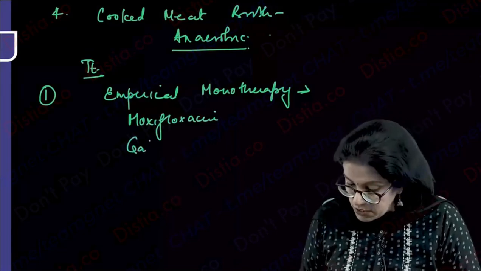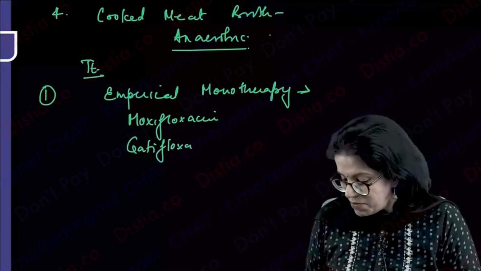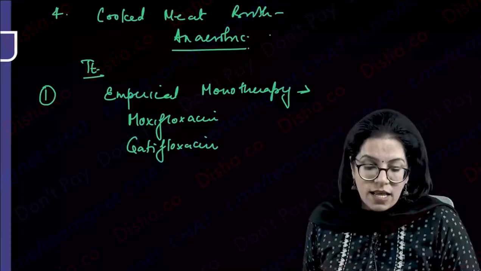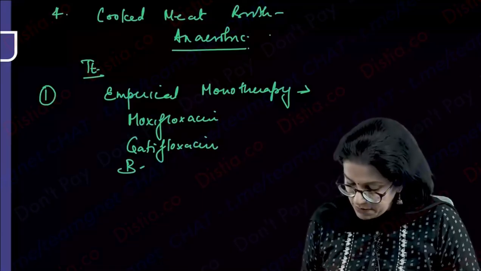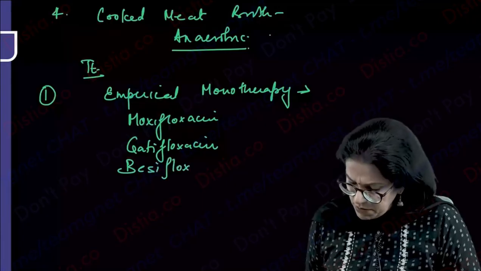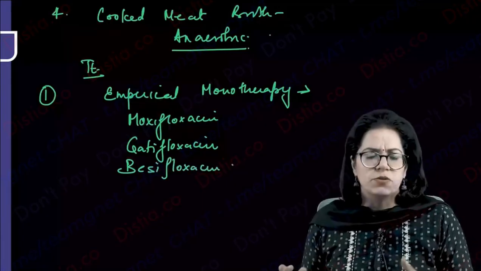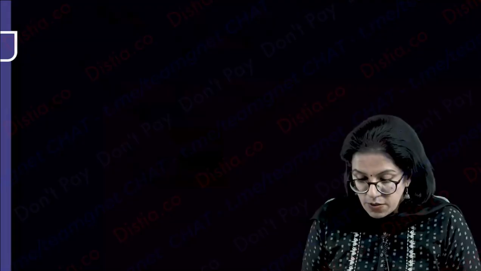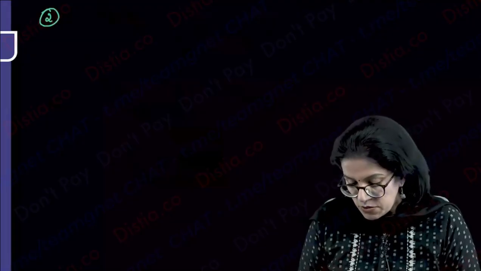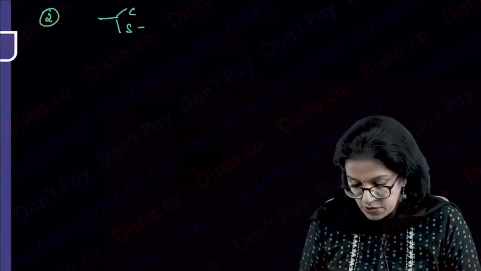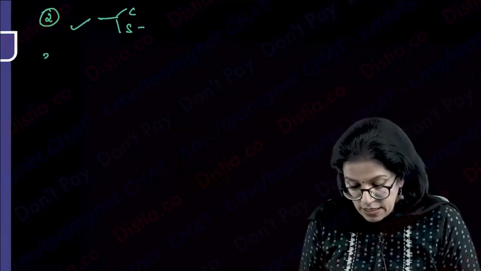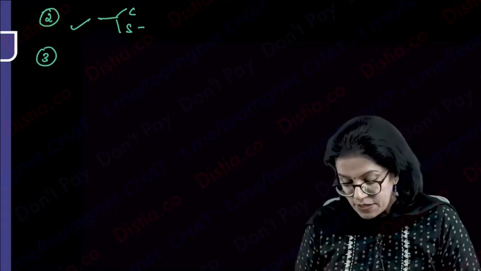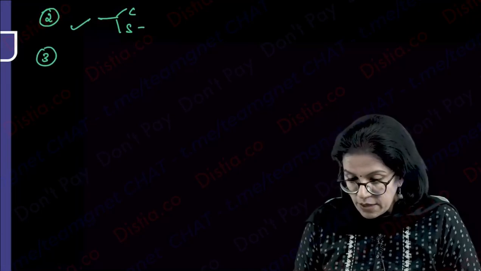Or another option was Gati. I'm not very happy with Gati. I'm more happy with moxifloxacin. I've seen patients not responding with Gati as well, and besifloxacin is another name. But of course, not the majority of patients respond. Then second, if it does not respond, of course according to culture sensitivity, you can choose an antibiotic. Otherwise, suppose it is not responding in spite of culture sensitivity, we can go for duotherapy, right?